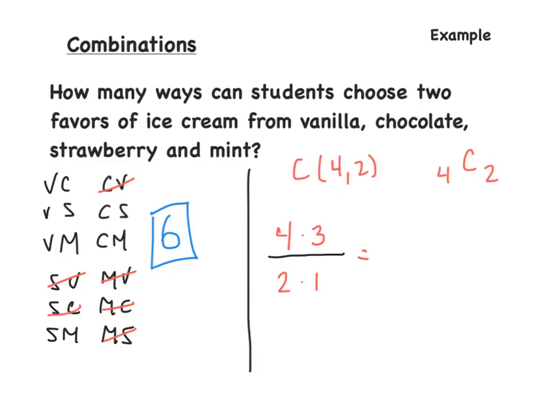So with this, we solve it through. 4 times 3 is 12. 2 times 1 is 2. 12 divided by 2 is 6. And thus this is the final answer.